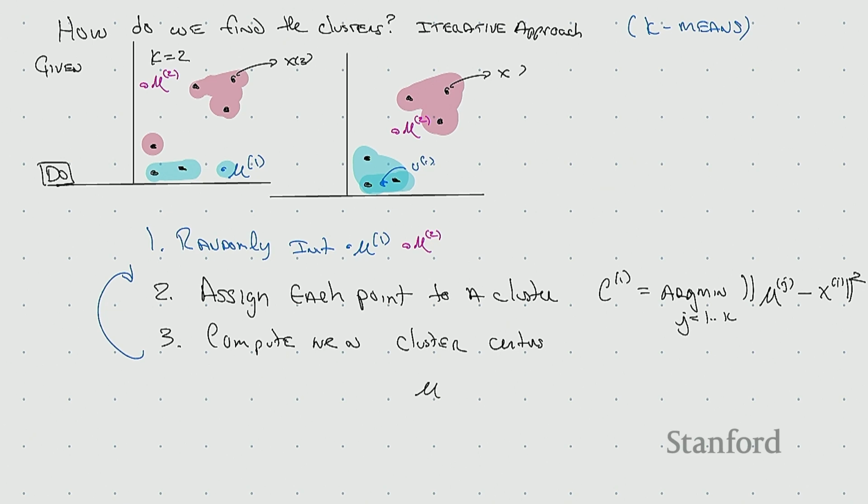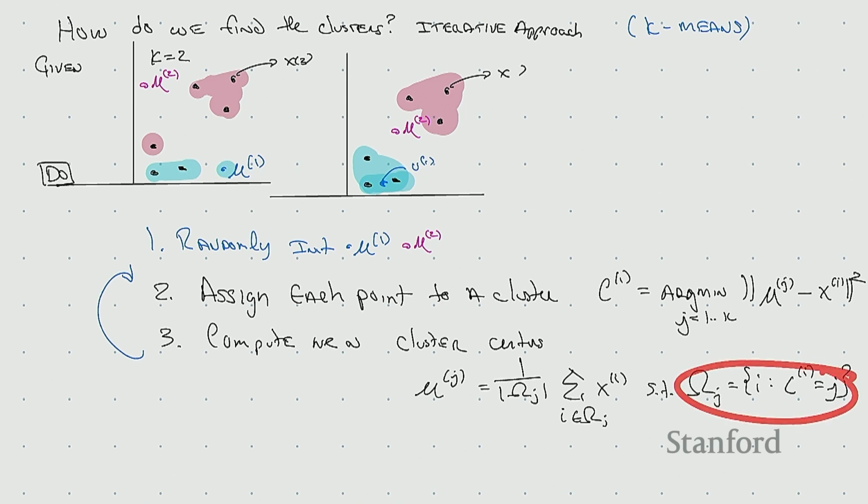So what does this mean? mu_j is going to equal 1 over |sigma_j| times some average over all the points x_i in sigma_j, such that sigma_j is just the set of points i such that c_i equals j. This is just some notation that says these are all the points that are closest to the center j, and then I average over all of them. I just compute their mean, hence k-means. I iterate this thing, and I repeat until no assignments change, until nothing changes, basically.